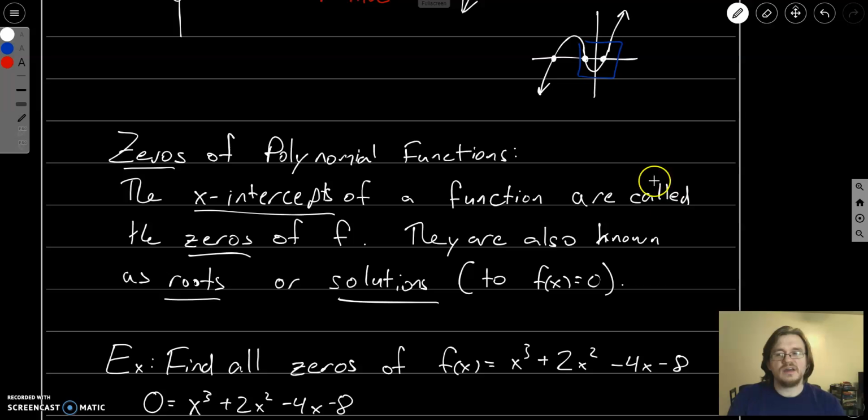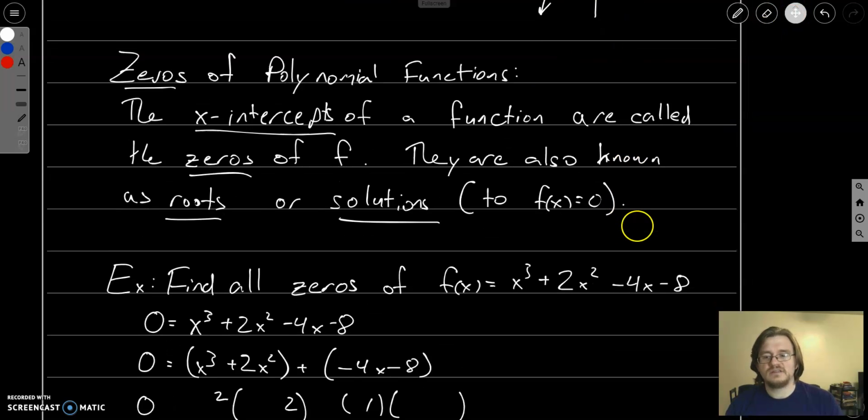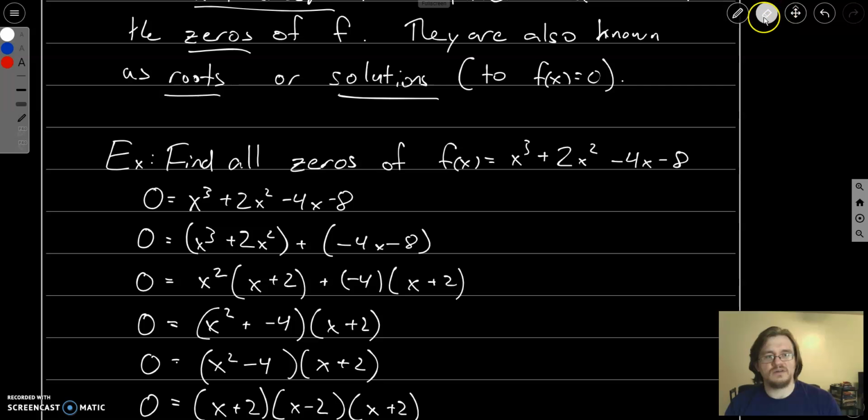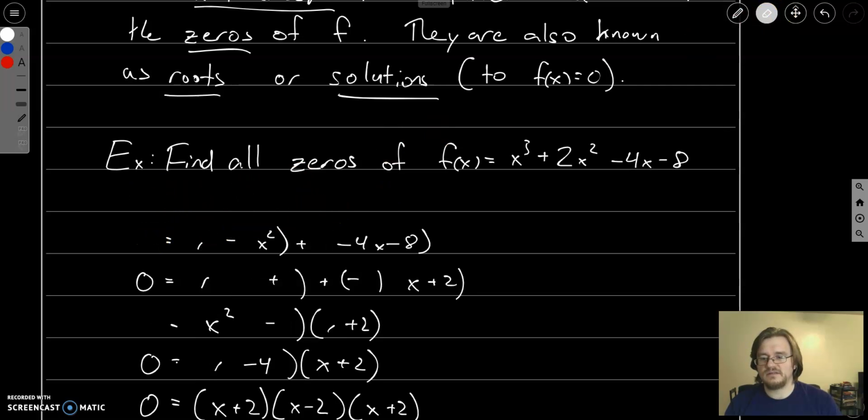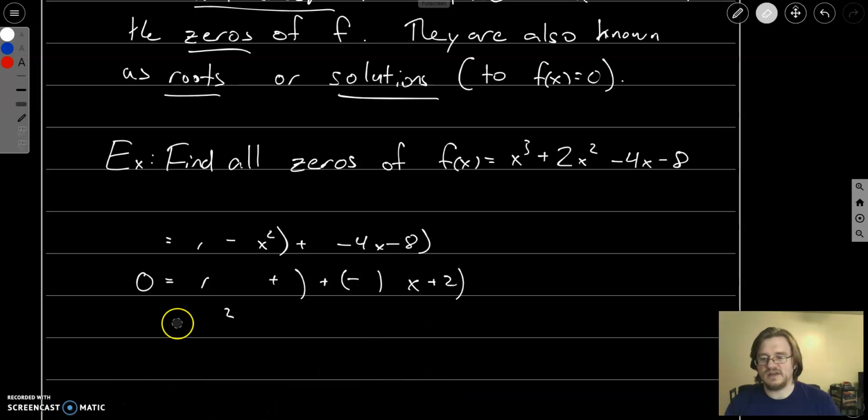So knowing how many times it crosses the x-axis, and where it crosses the x-axis, would be useful if we tried to draw our function. Well, I'm showing my work here. I'll go through this step by step with you as well.